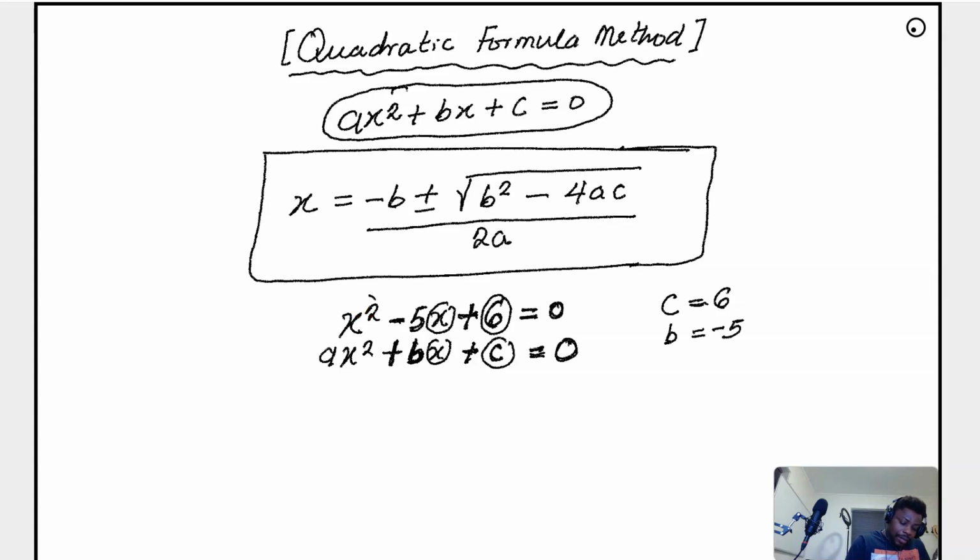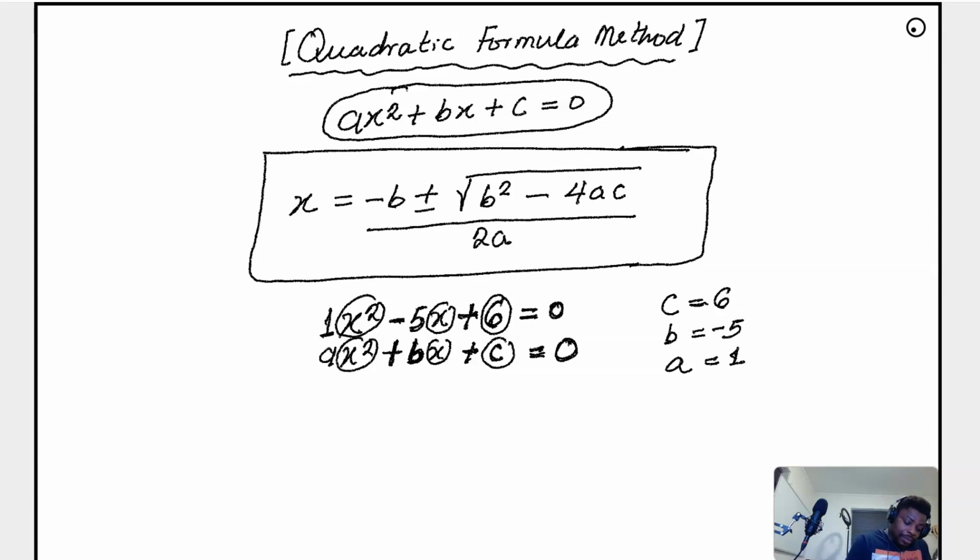Here x squared is x squared, so what is here? Imaginary 1 is here. So a is equal to 1. So you are able to know your a, your b, your c. Whenever you are using the quadratic formula method, the three things that you are required to find are your a, your b, and your c.